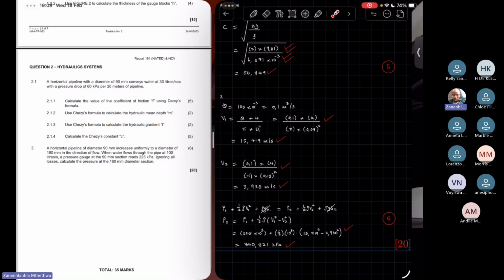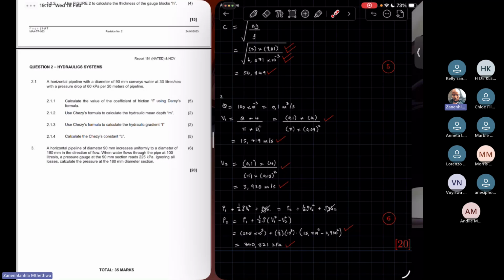Very important that you are able to establish which of the two sides of the pipe is the inlet and the outlet. Here they've indicated that by telling us that the information is in the direction of flow. So now you know that the 90 millimeters is point 1 and the 180 millimeters is point 2. Remember, 1 represents inlet, 2 represents outlet. And they say when water flows through the pipe at 100 liters per second.